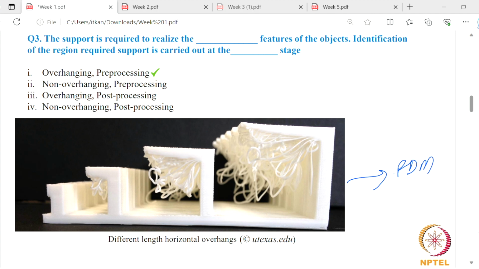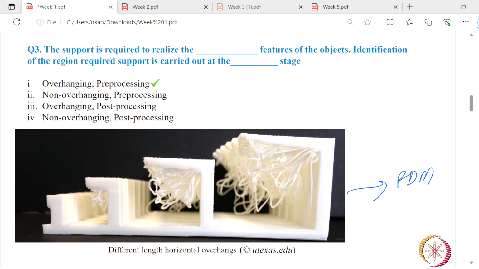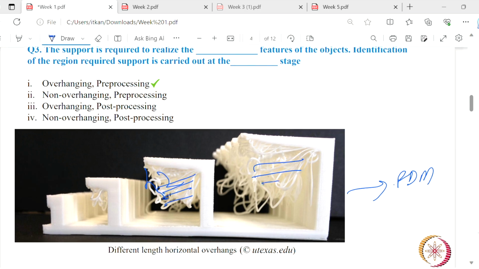Okay. Now, support is required to realize the dash features of the object. Identification of the region requiring support is carried out at the dash stage. So the correct option is overhanging and pre-processing. Before we give the STL files for printing, we have to give the supports so that it will be printed properly. And these are the overhanging support structures which are being given.